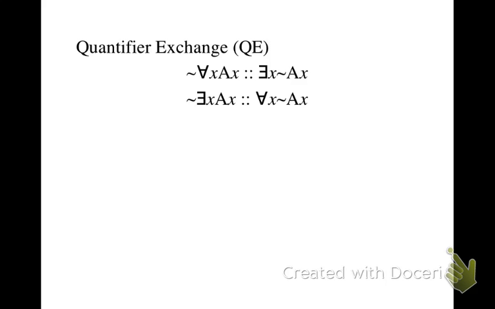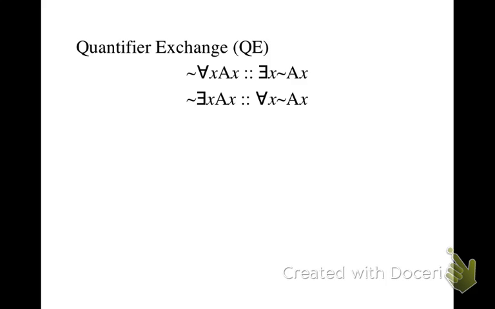So we will use this. You'll notice also that this rule is a two-way rule because it has the four dots in between. So we can go either direction. If we had the formula, there exists an x such that it's not ax, from that we could derive it's false that for every x, ax. However, we're mostly going to go in the direction of pushing the negations in.